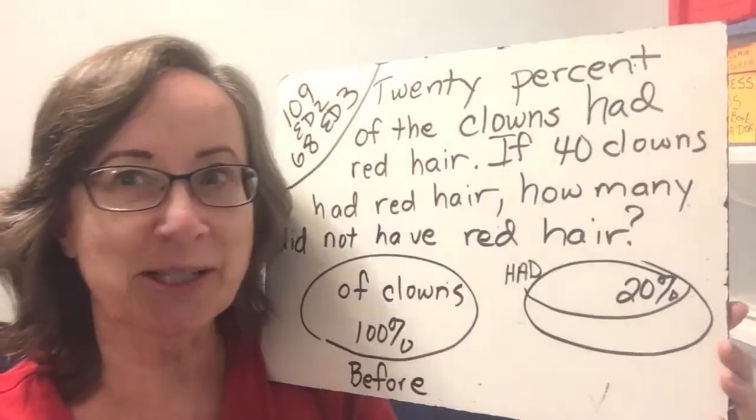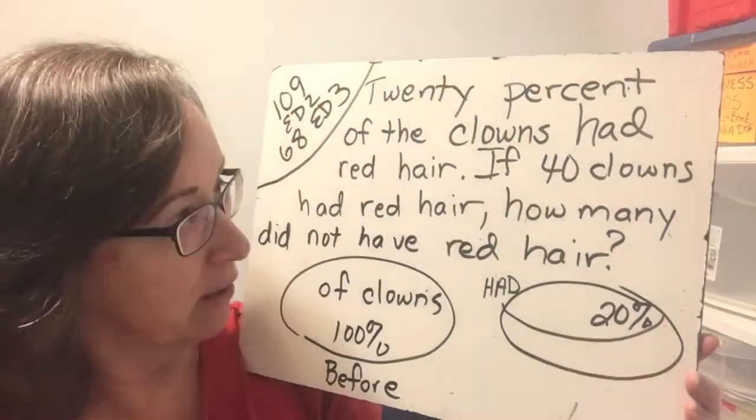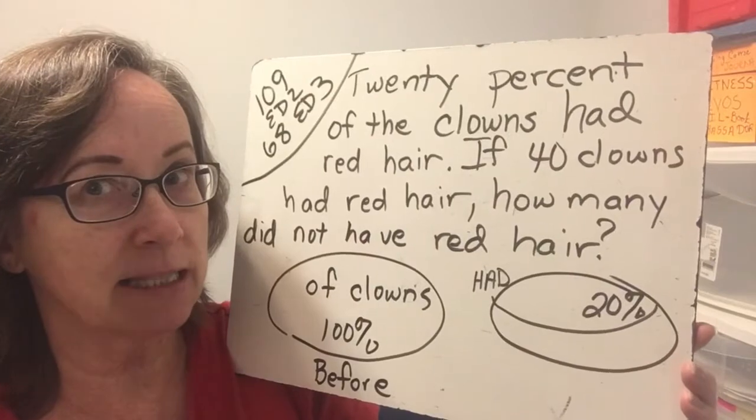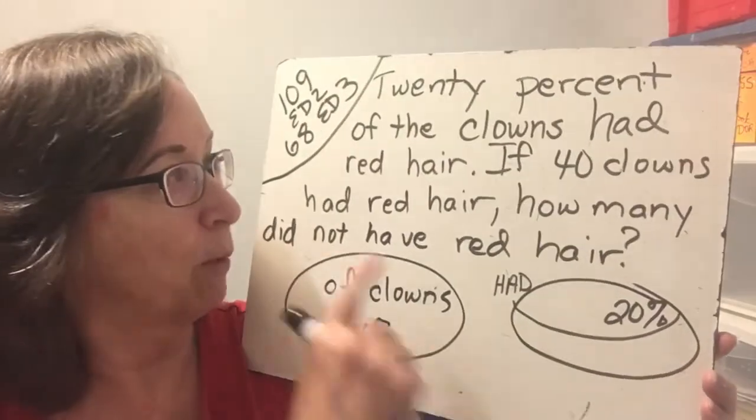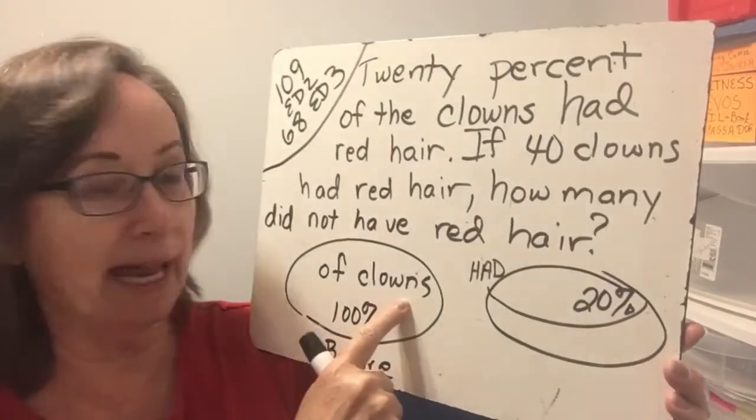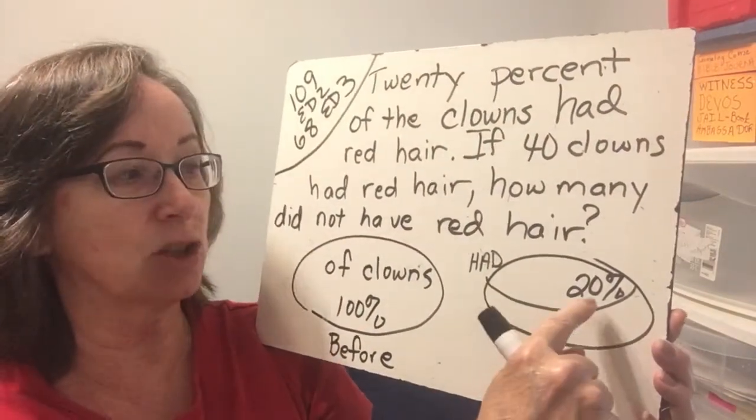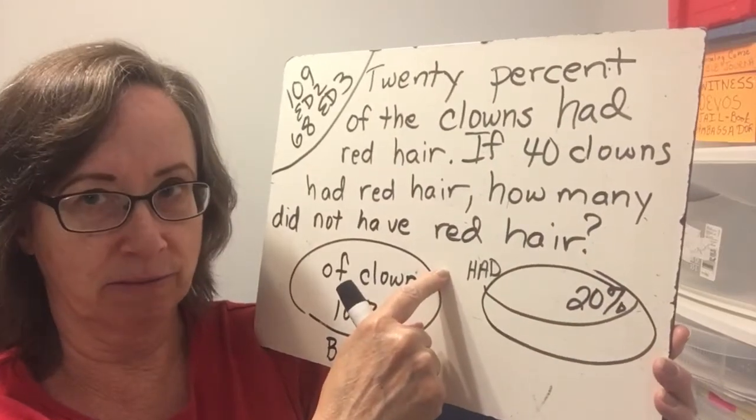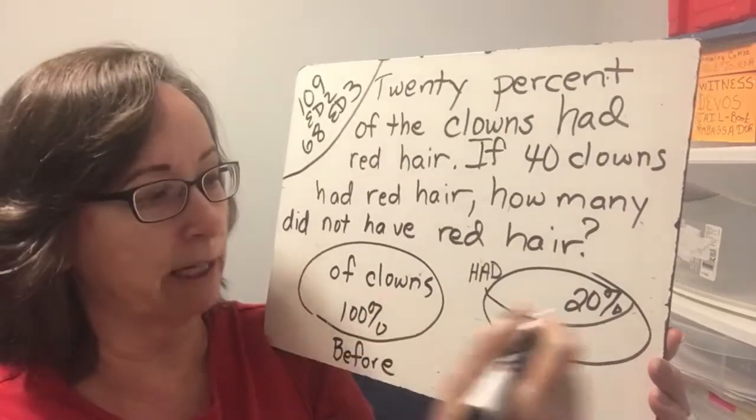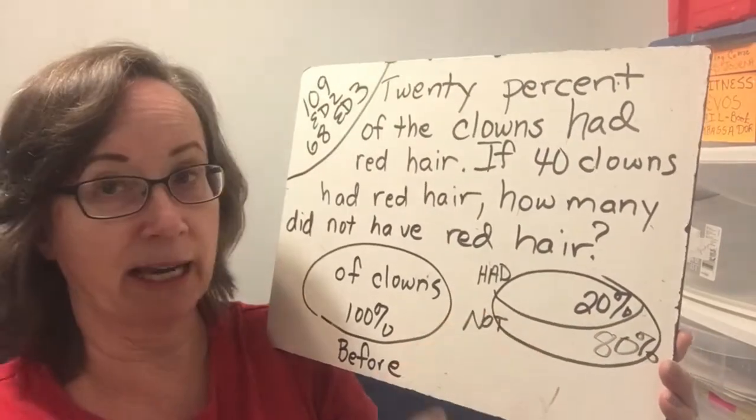So here we're doing percent word problems, which is one of my favorites. 20% of the clowns had red hair. If 40 clowns had red hair, how many did not have red hair? They do not tell us the total number of clowns, but we know we're talking about a total population of clowns. So clowns is our 100%, and that is our before number. Then 20% had red hair, and 20% plus 80% gives us our 100%. So 80% did not have red hair.